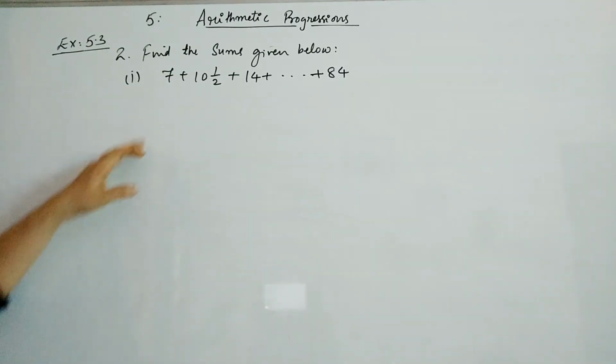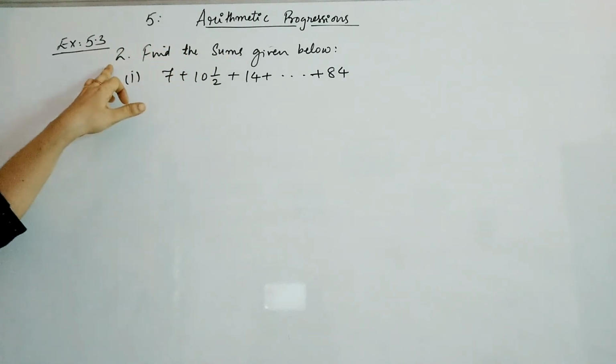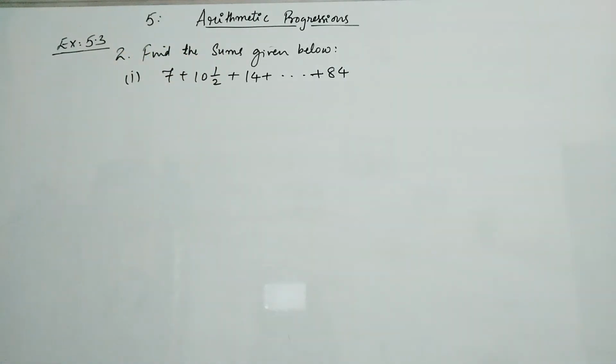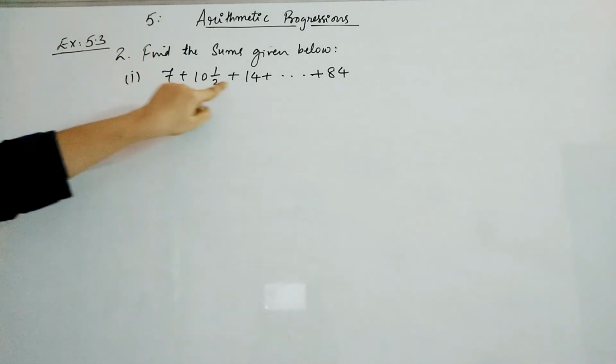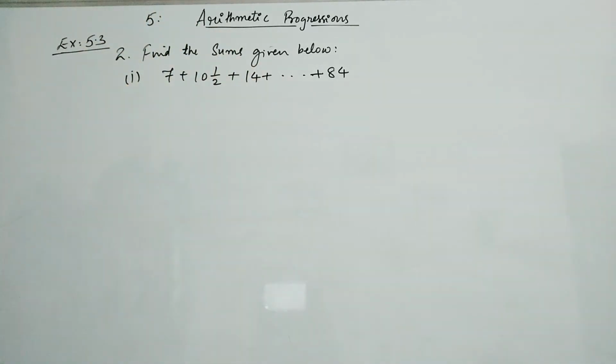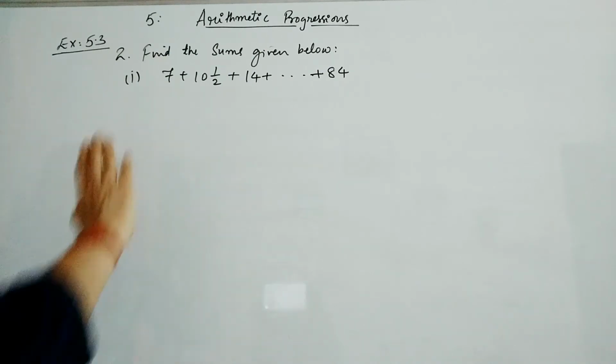So here you need to find out the sum. So question number 2 is find the sums given below. So first question is 7 plus 10 1 by 2 plus 14 plus etc. plus 84. Find the sums means if that is not written, find. Then also in between if you have a plus sign means you have to add or you have to find out the sum of these given terms.